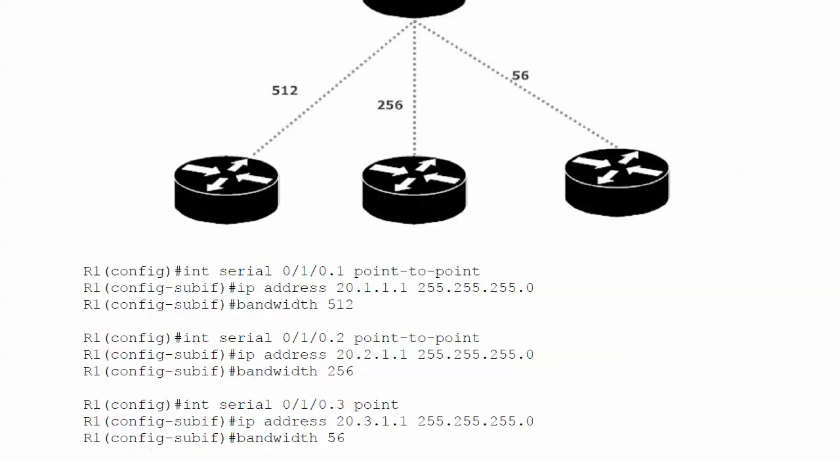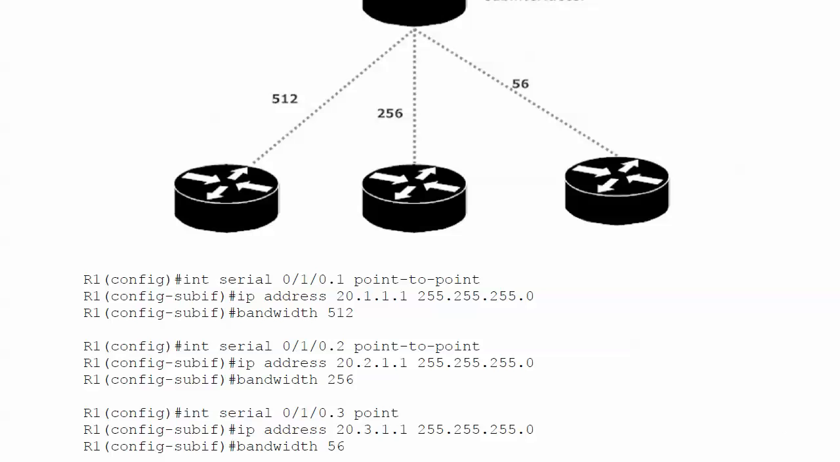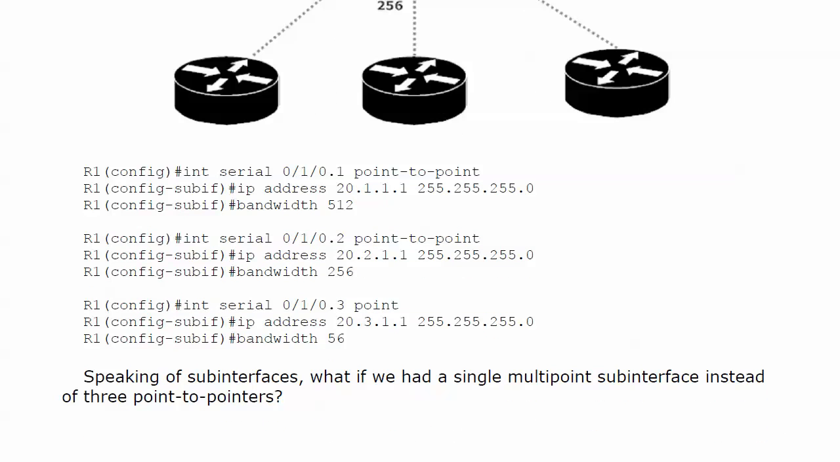And you're just dividing the interface into sub-interfaces. And it works the same whether you have one number after serial or a 3. You've got to make it a point-to-point or a multi-point sub-interface. Then you put the IP addressing on and then the individual bandwidth settings, and you are good to go.